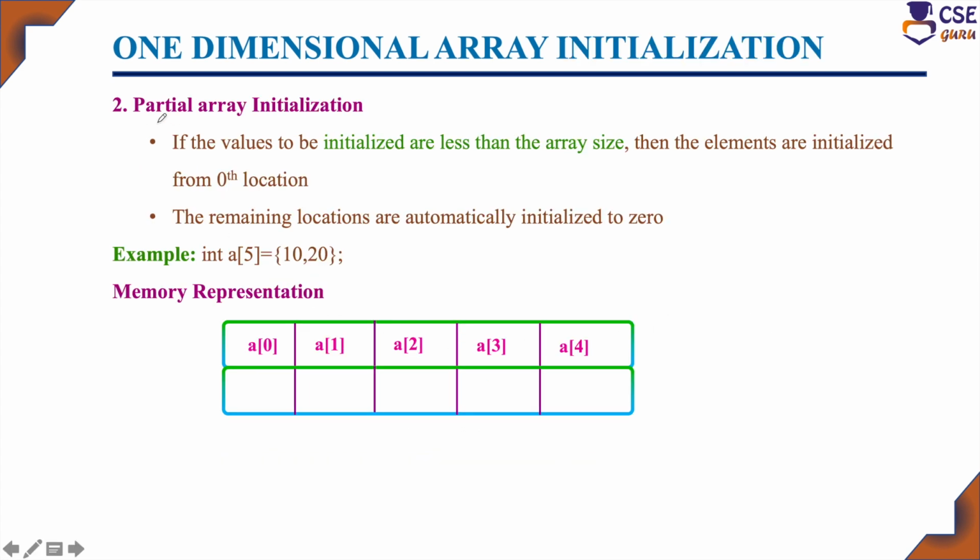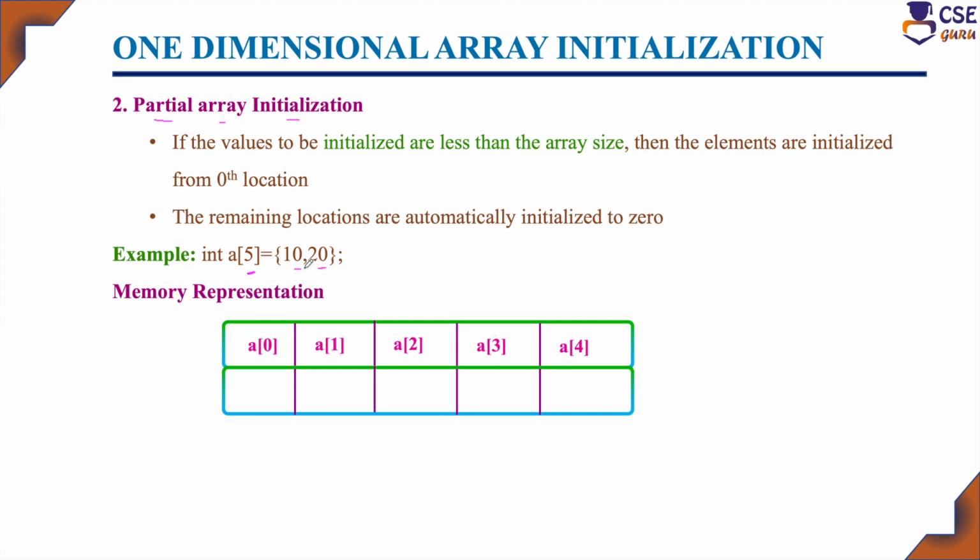Next, the second method is partial array initialization. So here you have declared the array with the size 5, but you are going to initialize only 2 memory locations. So here all the allocated memory you are not going to initialize from the first itself. Whenever it is required, maybe during execution you are going to initialize. Or if it is not required, you are going to leave it.